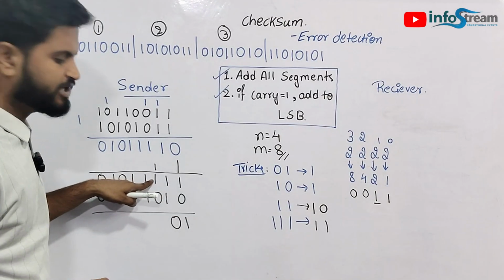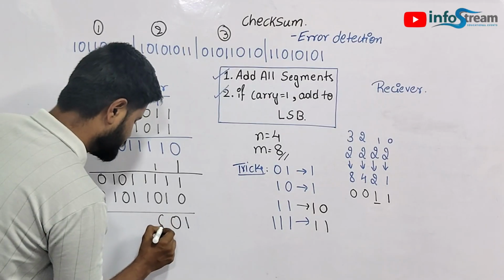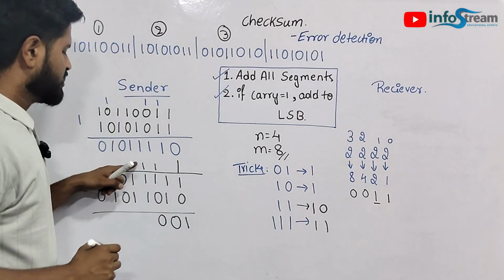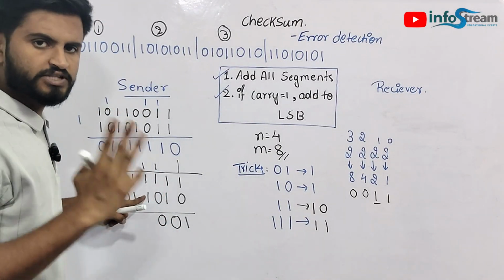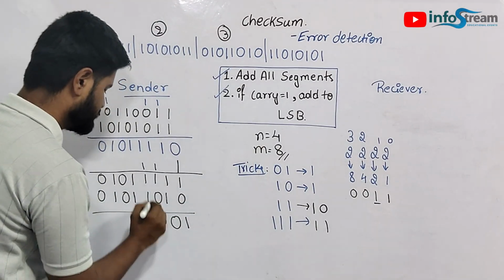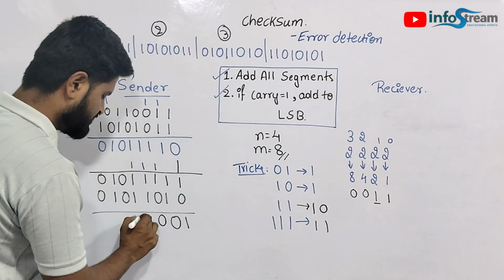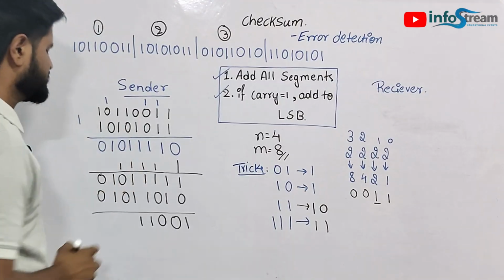1 plus 1 will be 2. 2 plus 0 will be 2 itself. So I will represent 2. 0 will be the sum, 1 will be the carry. 1 plus 1 plus 1, 3. So I will represent 3. 1 will be the sum, 1 will be the carry. 1 will be the sum, 1 will be the carry. 1, 2, 3. So 3 means 1 will be the sum, 1 will be the carry.